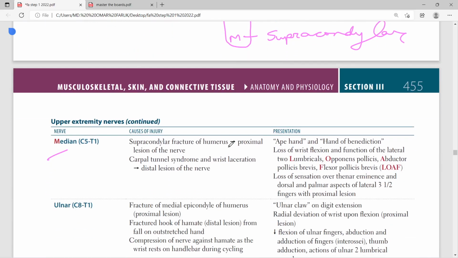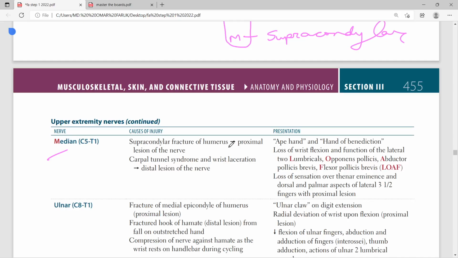Now the median nerve. Injury happens due to supracondylar fracture of the humerus, which is a proximal lesion of the nerve. Another most high-yield cause is carpal tunnel syndrome. In carpal tunnel syndrome and wrist laceration, there is a distal lesion of the nerve. In the median nerve, there is a proximal lesion and a distal lesion. For a proximal lesion, think about supracondylar fracture of the humerus. For a distal lesion, think about carpal tunnel and wrist laceration.